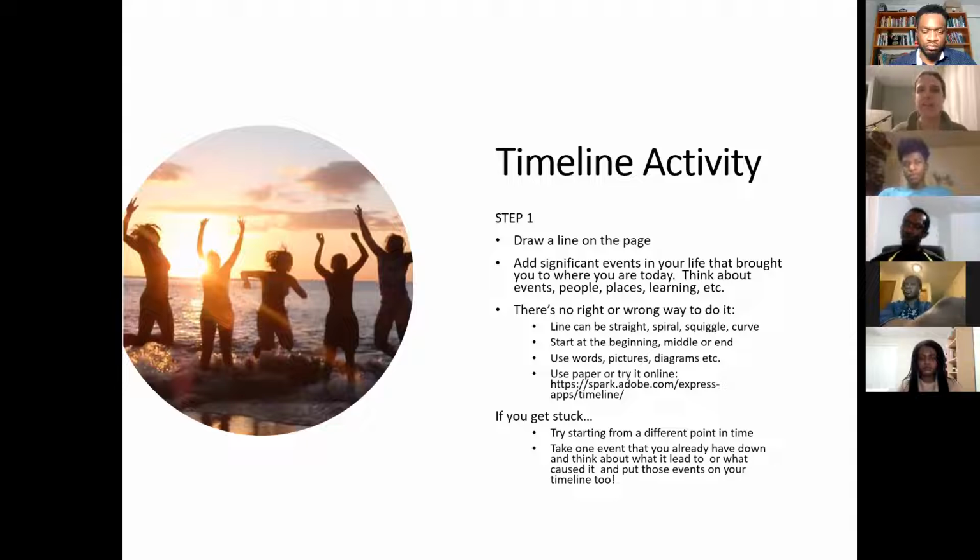Another thing would be to take an event that you already have down and ask, okay, what did that cause in my life, or what did that lead to? And then you can build off of there, or think the other way back and say, okay, this happened, what led to that, what caused that? And that might give you some other ideas or events or things that you want to put on your timeline.